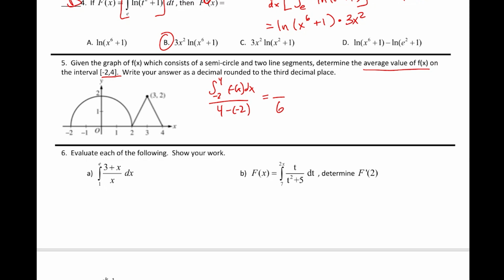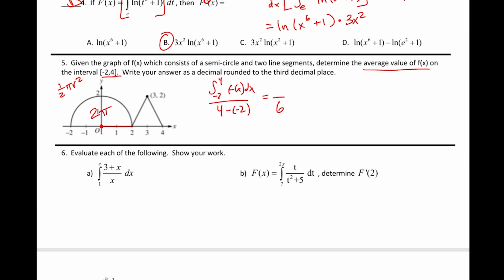So we have a semicircle here, which is going to be half pi r squared. Pi r squared is how you find the area of a full circle, so it's going to be half that. And the radius here is 2. Okay, so 2 squared is 4. 4 divided by 2 is 2. So the area of this semicircle is 2 pi.